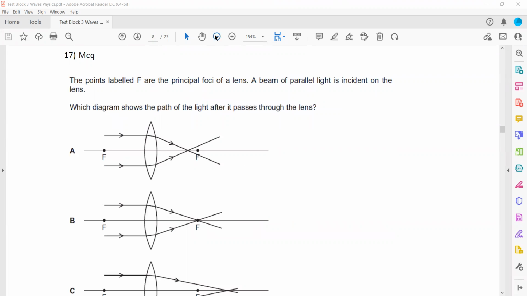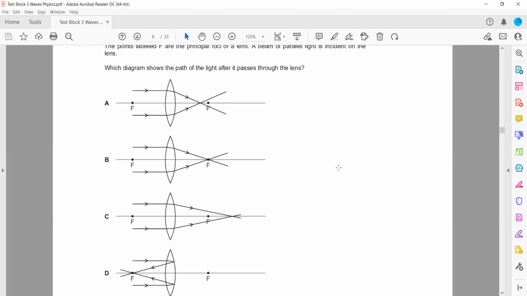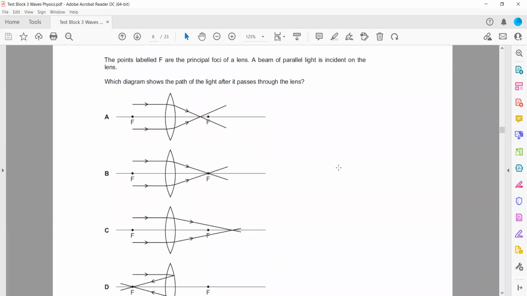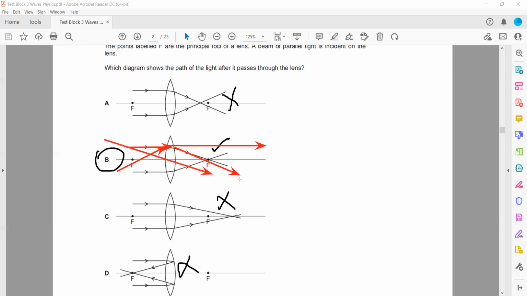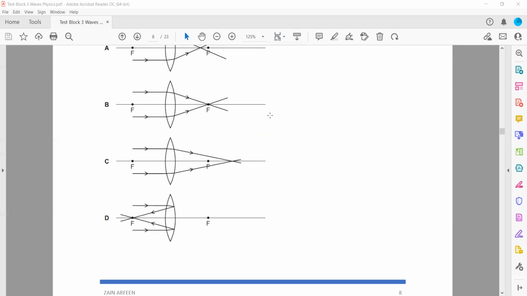In question 17, the point labeled F is the focus. Whenever we have a parallel light ray, it will always pass through the focus. So this is incorrect. This is correct, because the parallel light ray is passing through the focus. This is also incorrect, and this is also incorrect. So remember, if a light ray is parallel to the principal axis, it will pass through the focus. If it is passing through the focus, it will go parallel. And if it is passing straight through a lens, through the optical center, it will pass straight without changing direction.